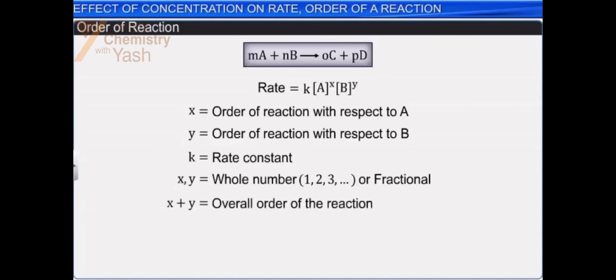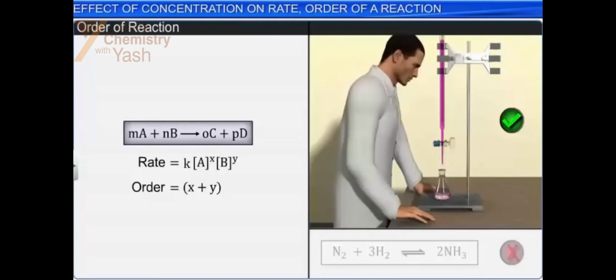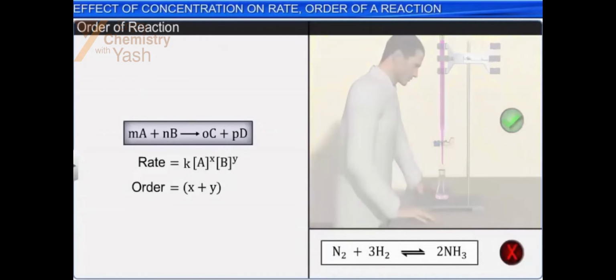Thus, the order of the reaction is defined as the sum of the powers of the concentration terms in the rate law. It is important to note that the order of a reaction can only be determined experimentally and not from the coefficients of the balanced equation.